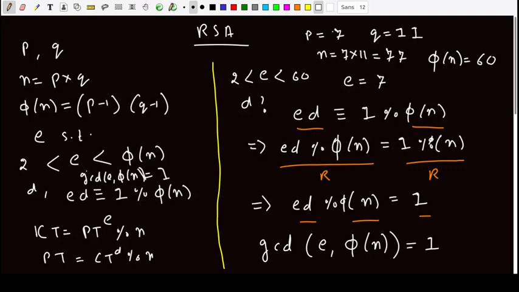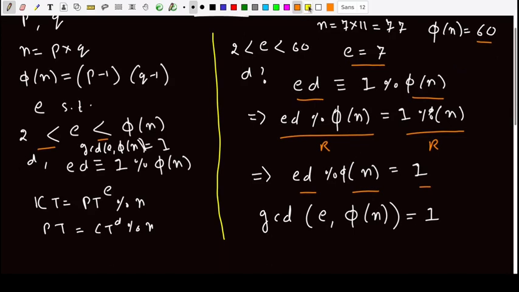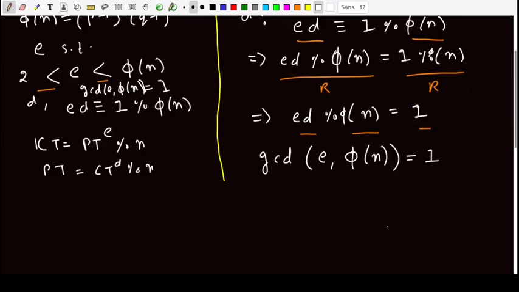So we have to choose an e that respects this condition: e should be greater than 2, e should be less than phi n, and the GCD of e and phi n should be 1. In our case, we have chosen e to be 7, which is a prime number. So the GCD of 7 and phi n, which is 60, is 1. The GCD is 1 there. Okay, let's resume. So the GCD of e and phi n is 1. We know this.